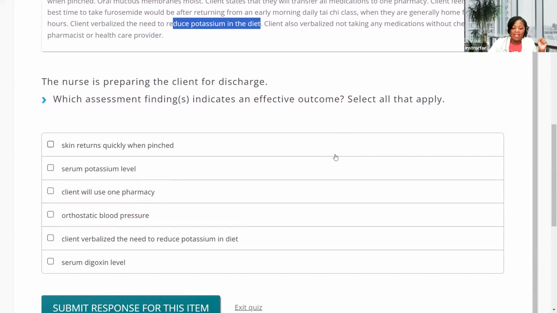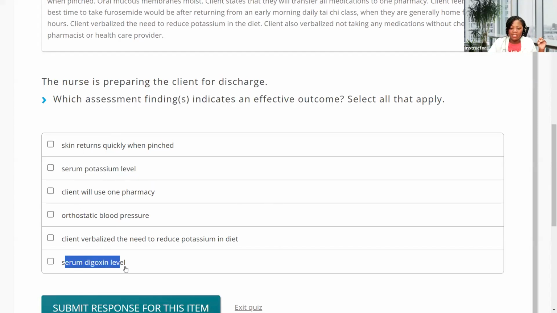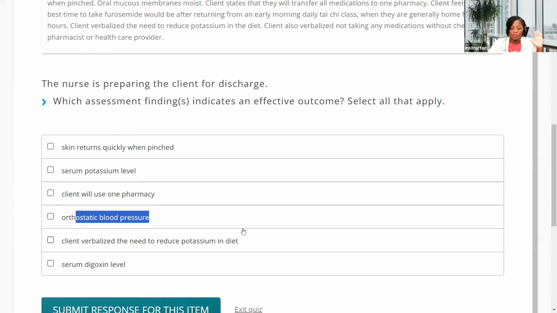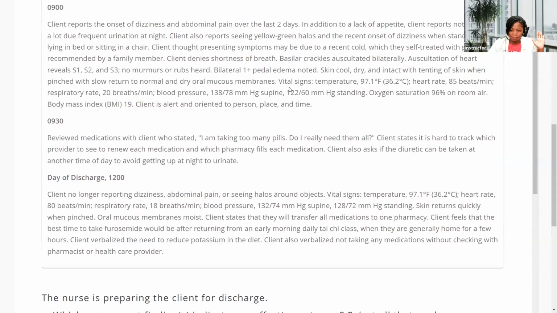So let's go down and take it from here. We're asked what assessment findings indicates that an effective outcome has taken place. Once again, one more time here on the select all that apply. We've got 1, 2, 3, 4, 5, 6 options. We can go ahead and take a look at the labs really quickly, just because the digoxin level and serum potassium level are listed. So are the blood pressure. So let's take a look really quick of the lab of the potassium and the digoxin.